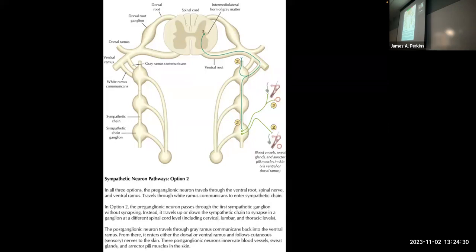In option one, they synapse in the very first ganglion that they enter, right? And in option 2, the only difference is they're going to travel up to a higher ganglion in the sympathetic chain or travel down to a lower ganglion in the sympathetic chain before they synapse. Otherwise, everything else is the same.